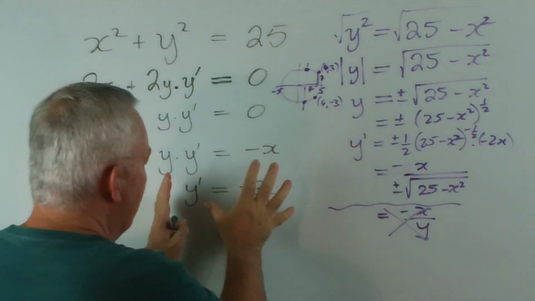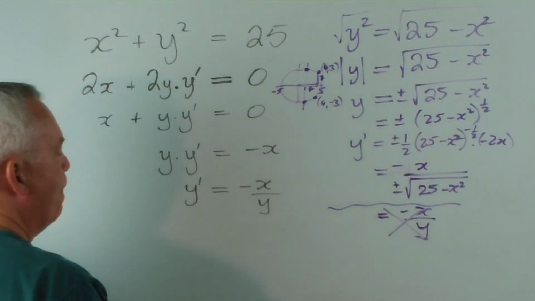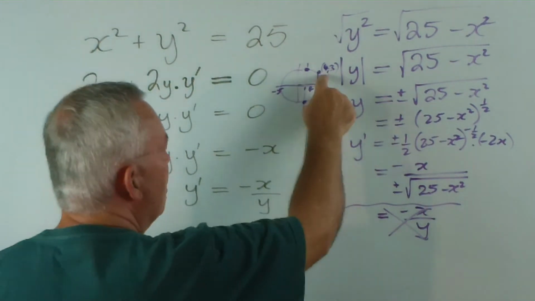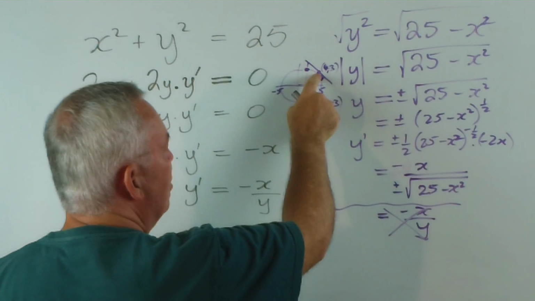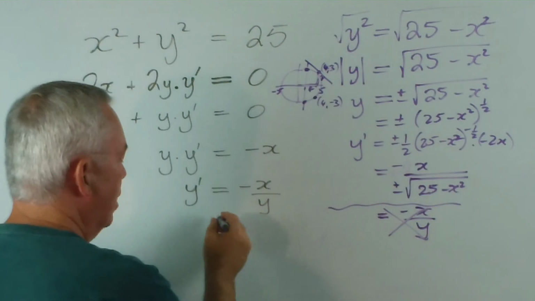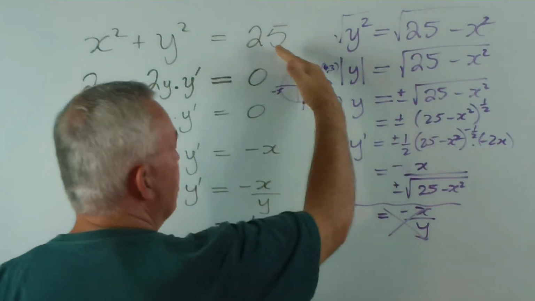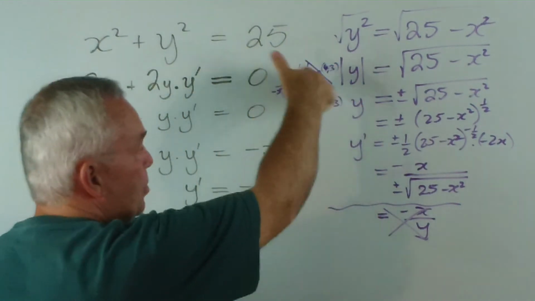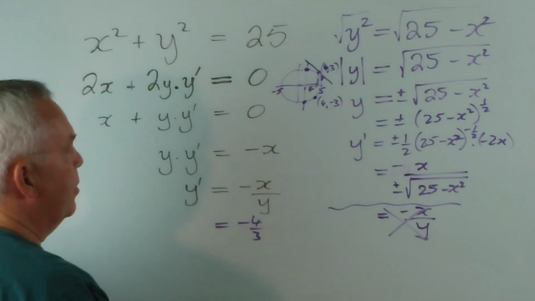Well, using this, rather than this complicated one here, if I wanted the gradient of the tangent to the circle at this point, I would substitute x equals 4 and y equals 3, and I would get a gradient of negative 4 on 3. And you can see here it's a negative gradient, and it's pretty close to negative 1, pretty close to a 45-degree angle.